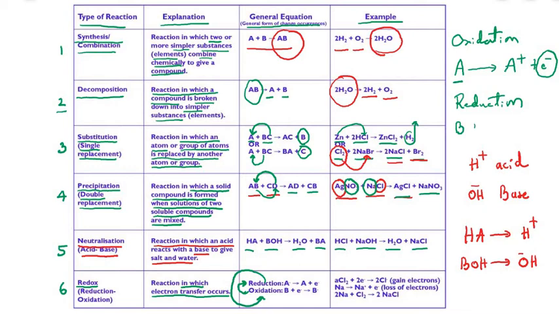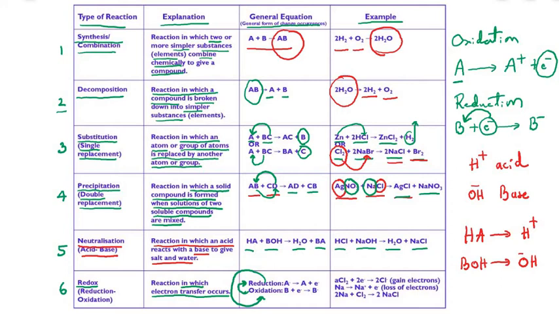So this element B is taking those electrons and it gets converted into B minus. So it is a process in which there is a gain of electrons. These electrons are gained by this element B, and therefore it carries a negative charge. Thus the process is called reduction.